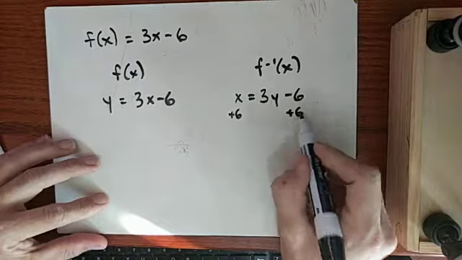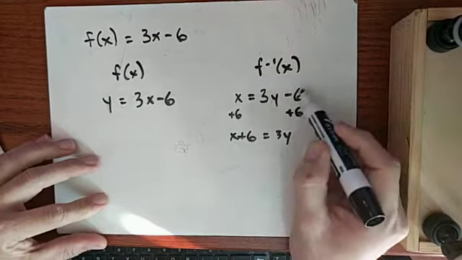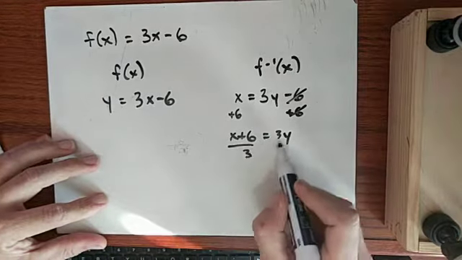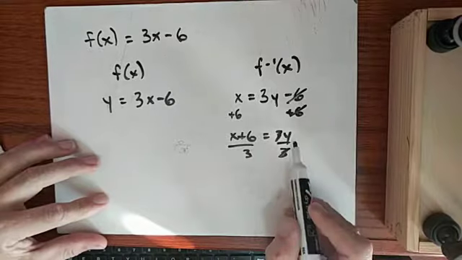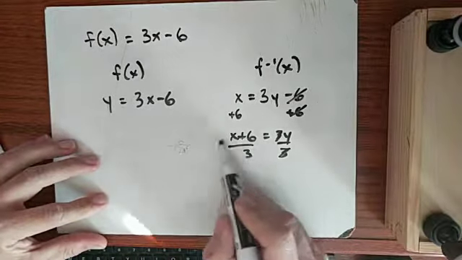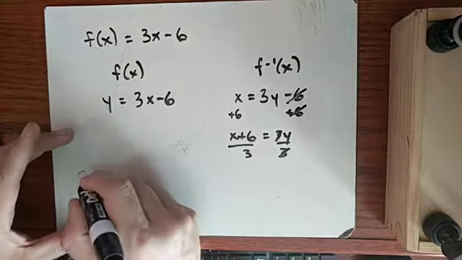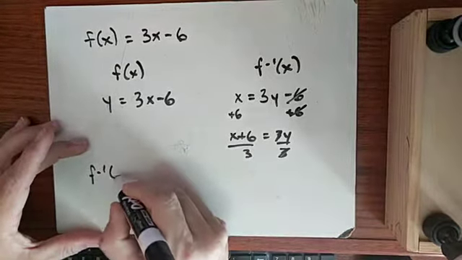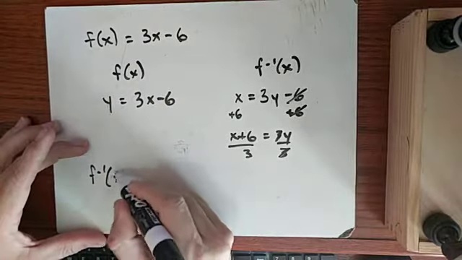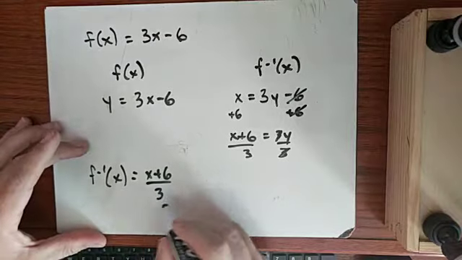So there you go. We get x plus 6 equals 3y, so that these 6's go away. And then the next thing I'd have to do is divide by 3, right? Okay, so now my new output variable is the inverse function of x, right? So that means that the inverse function of x is where you take x and add 6 and divide it by 3.